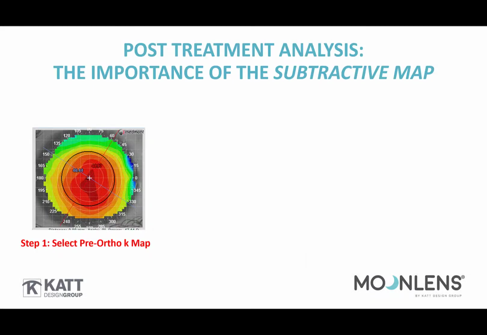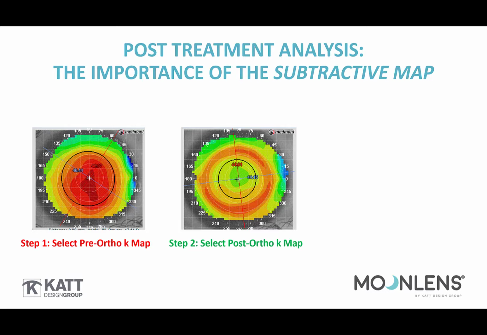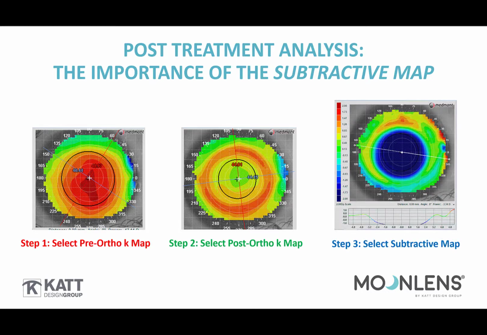After mapping, you want to use the topography function called the subtractive map. Some topographers call it a difference or comparison map. First, select the baseline, pre-ortho-K topography. Then, select your best post-treatment topography. Next, select the subtractive function, which compares the before and after, then shows you the difference. This is without question the most important and most valuable analysis option that your topographer provides after Ortho-K wear.